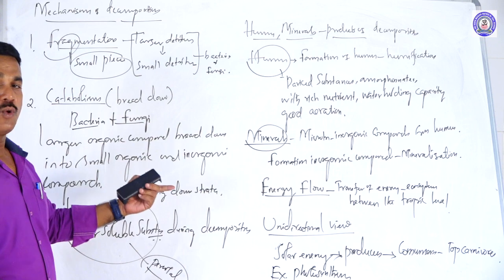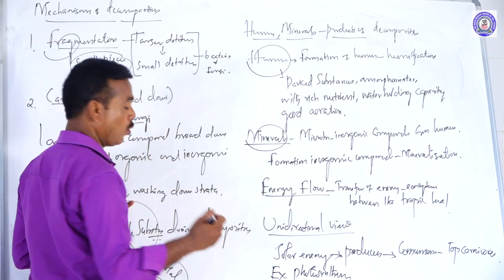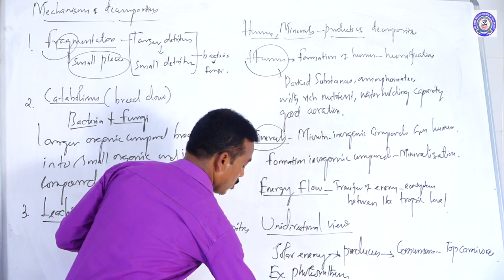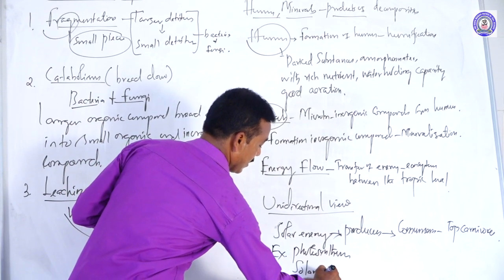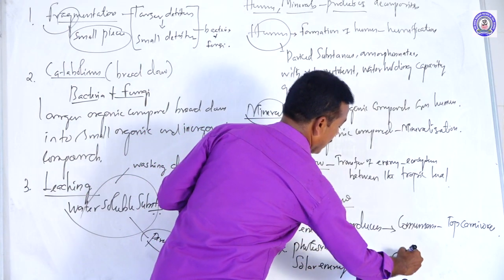How do we define photosynthesis? Photosynthesis is carried out by solar energy, which is converted into chemical energy.